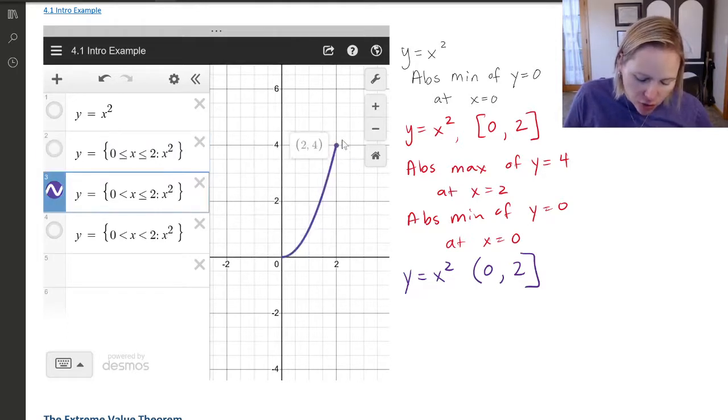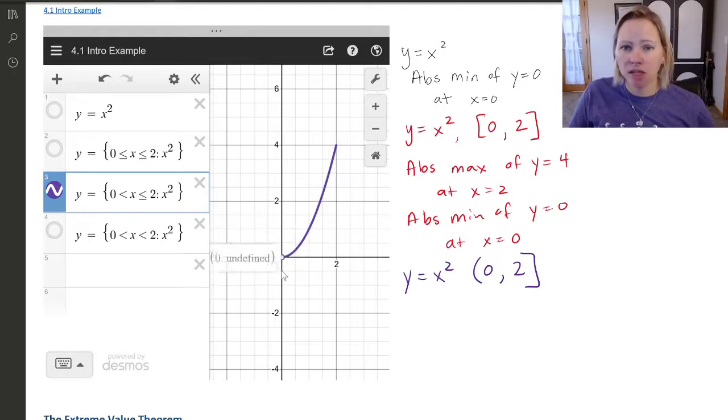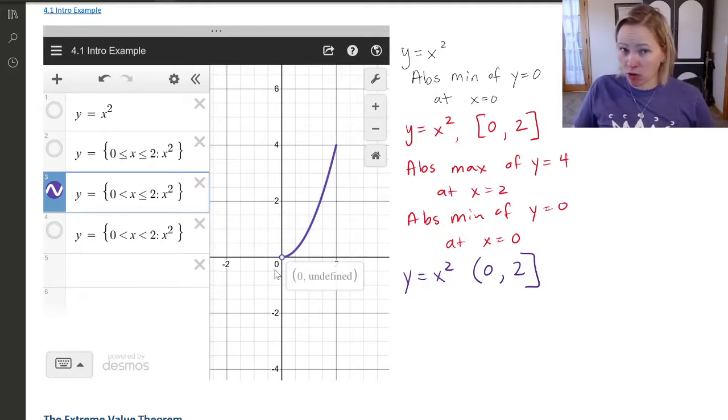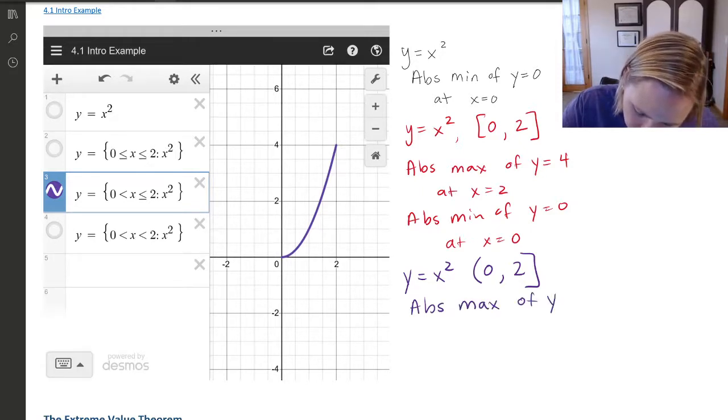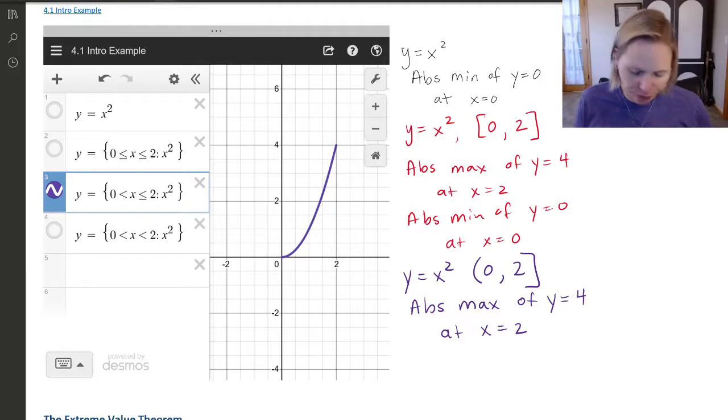On the graph, (2, 4) is still included because that's my closed interval. So we can see clearly, yes, we still have a maximum value. We have an absolute max on the closed side. But then on the open side, check it out. My point is now undefined. And so there is no more minimum value. So we only have an absolute max. And I know it's absolute because it's the biggest on the interval. But now there's no min, okay?